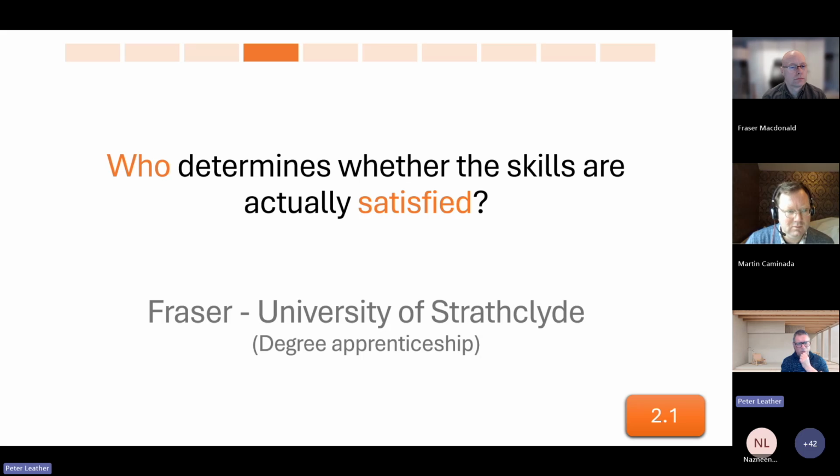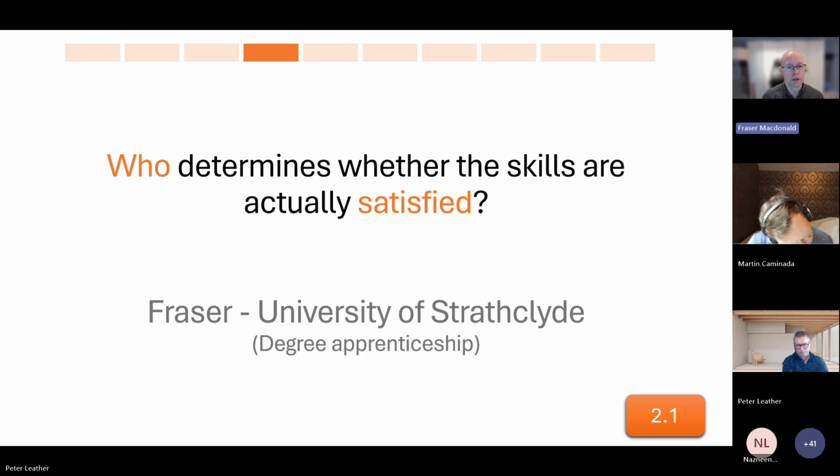So in the workplace or on the programme, who's determining whether the skills are actually satisfied? So we have a specific role in the university known as a learning advisor, and that's someone who's a member of the university staff who works with apprentices one-to-one on their journey throughout the apprenticeship. They are all people who have some level of industry experience, so they're well used to knowing the context in which these apprentices are operating.